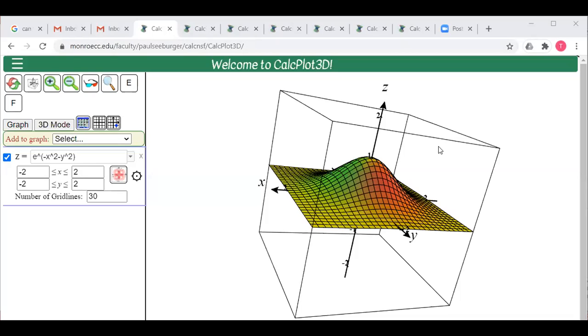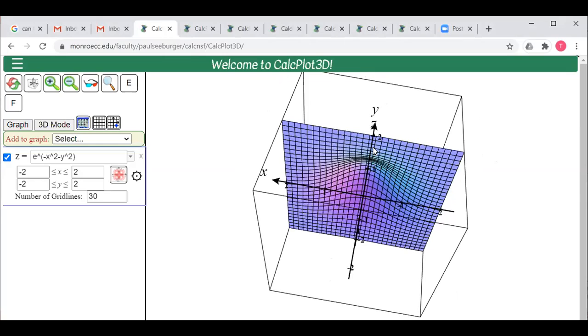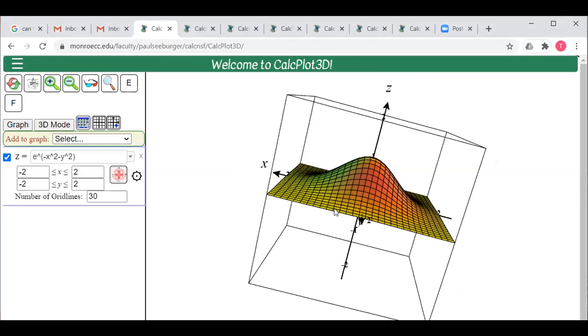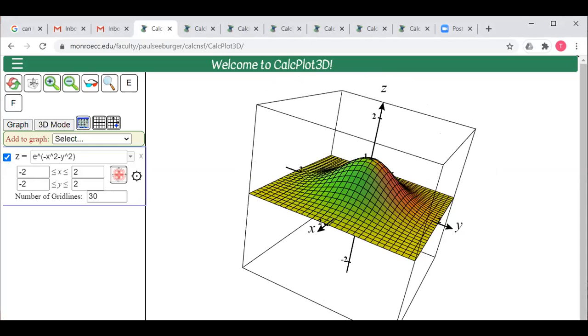And one of the things I like about the CalcPlot3D is you can turn this around, right? So you can see what this looks like from the different angles here. All right, so you will see that this graph here, which is kind of up, is kind of like the bell, right? The bell sitting there. So this is kind of like the bell. Okay, so that's it.